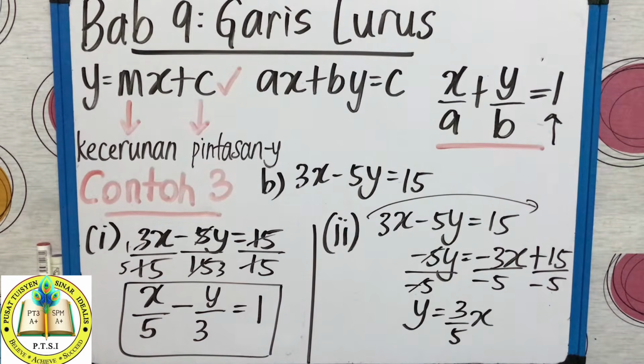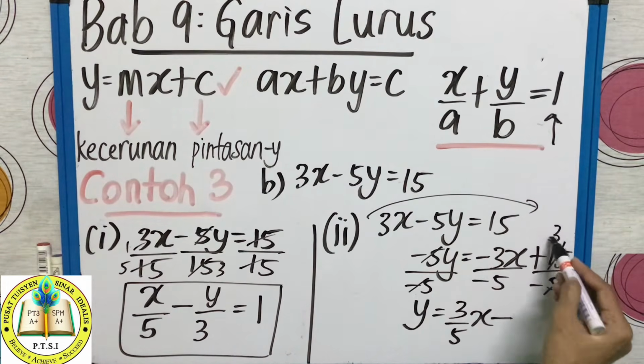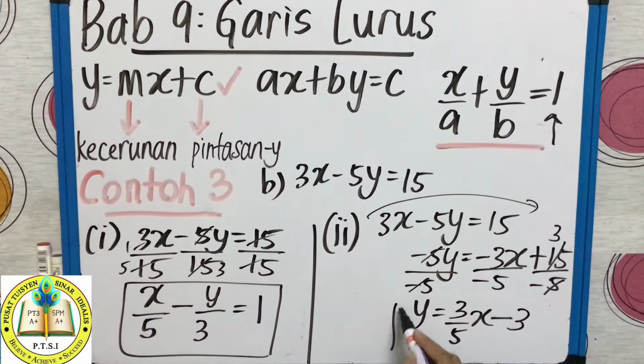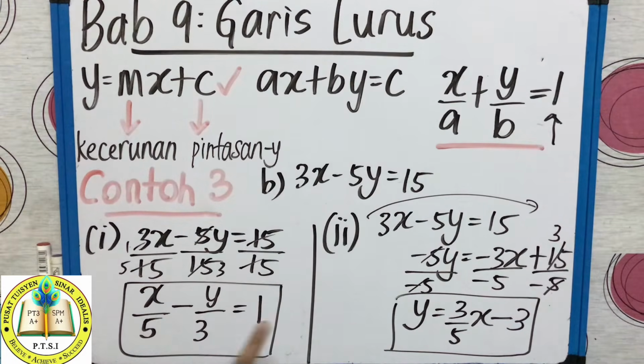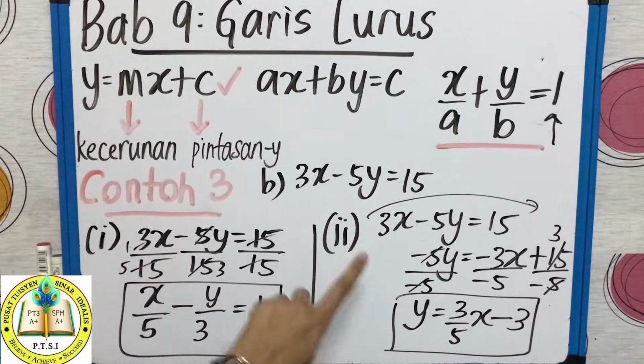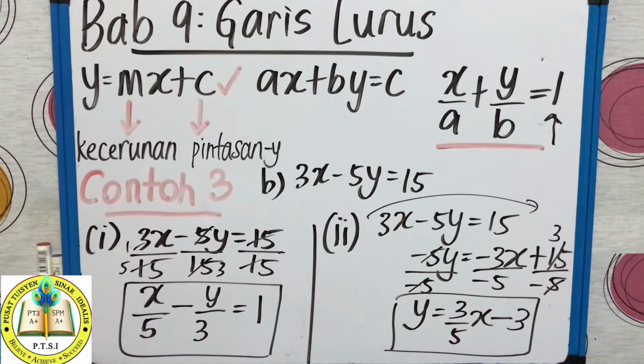Tak boleh potong lah 3 dan 5. But negative will become positive 3 over 5x. And this one, positive, negative become negative. 5 and 15 you cut is 3. So, ini adalah jawapan. Dua bentuk. Clear class? This one teacher did bentuk pecahan. And this one I did the first bentuk, y equal mx plus c.